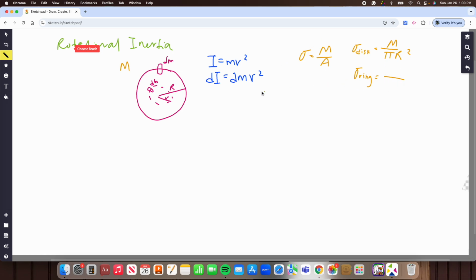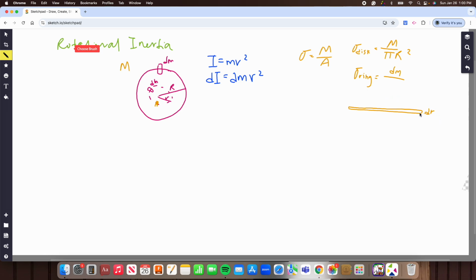Our mass will be dm, but our area is a little different. We're not solving for the area of this entire circle. We're only solving for the area of the actual ring itself. So think about if we cut this ring right there and lay it flat. If we lay this ring flat, we'll get something like this with a really, really, really small thickness. That thickness is what our dr is kind of representing.